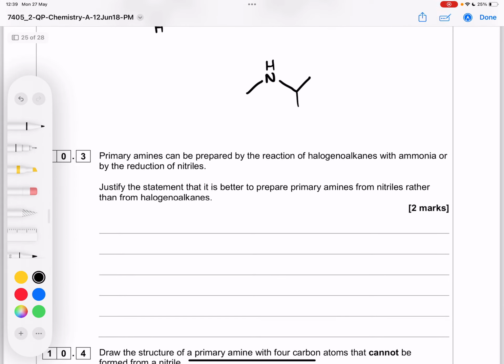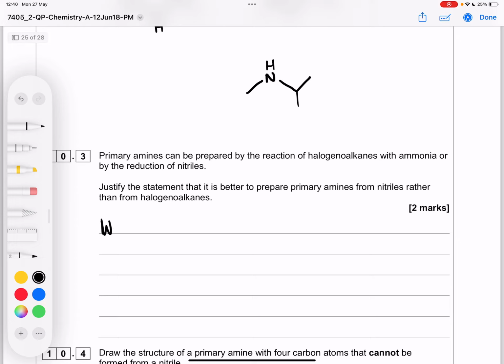It says primary amines can be prepared by the reaction of halogenoalkanes with ammonia or by reduction of nitriles. Why is it better to do it from nitriles rather than halogenoalkanes? The problem with halogenoalkanes is that you can get further substitution of the primary amine into a secondary or tertiary amine, and so you will get a lower amount of product, lower yield, and it will be impure.